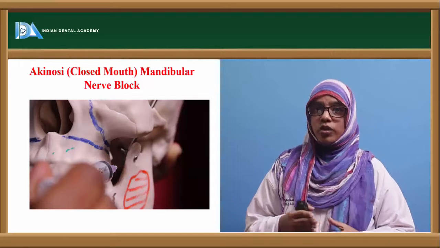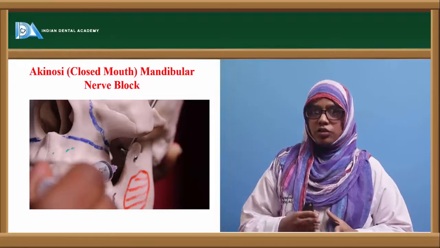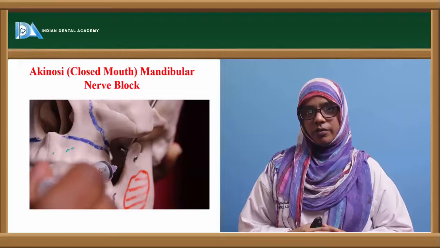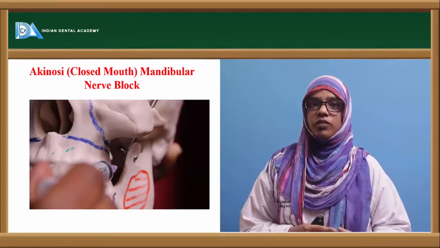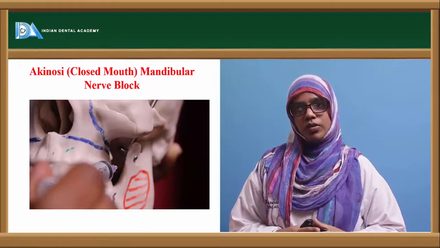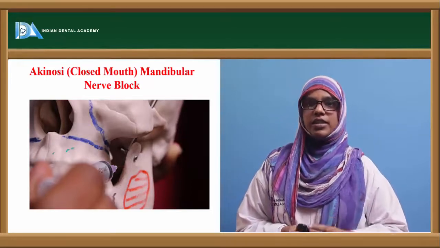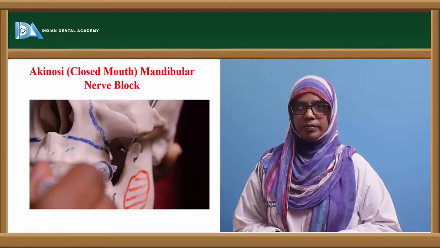While doing this, you are on the medial aspect of the ramus, just above the inferior alveolar foramen. You aspirate and inject. You will insert around 2/3 of the needle, aspirate and inject, deposit your solution. And you will anesthetize the entire mandibular nerve trunk.